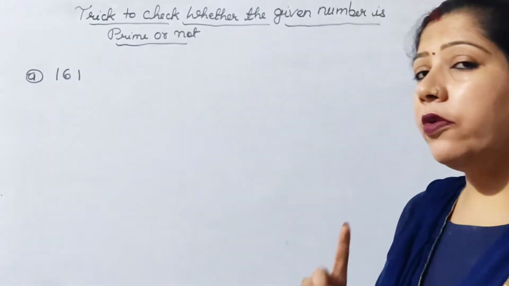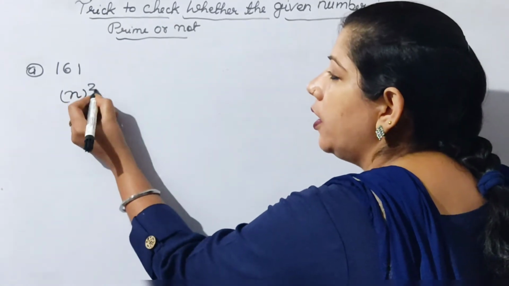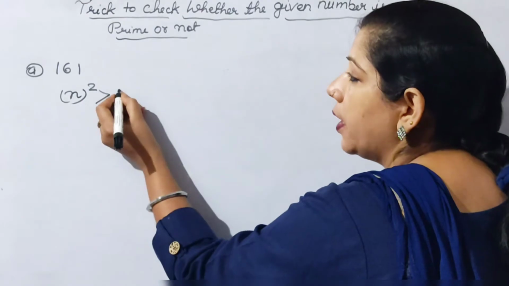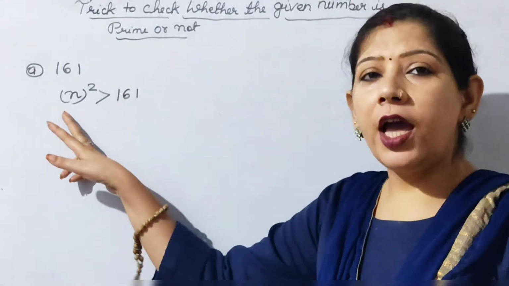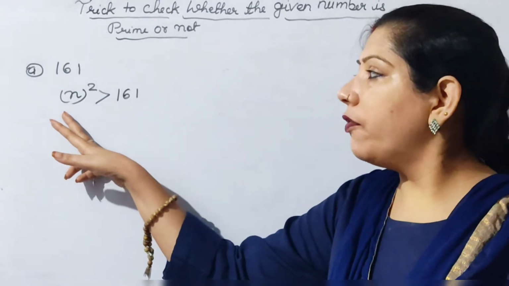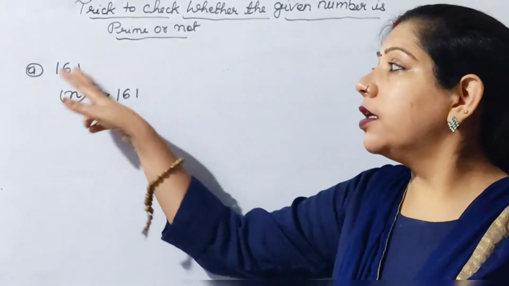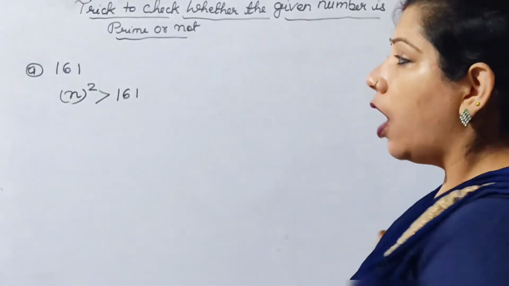So what we have to do? We have to find the square of any natural number. What is the condition? Which should be greater than the given number. We have to find the square of any natural number which should be greater than the given number. So what is the given number? 161.